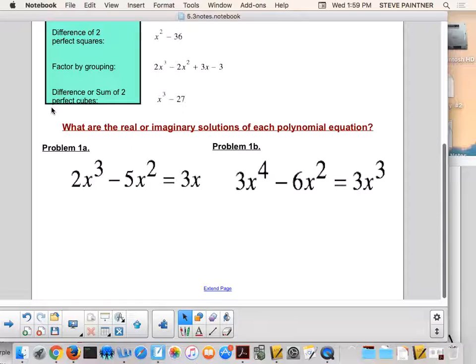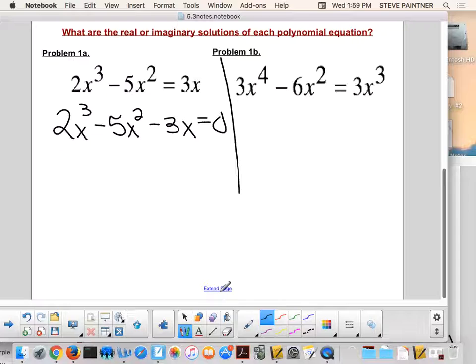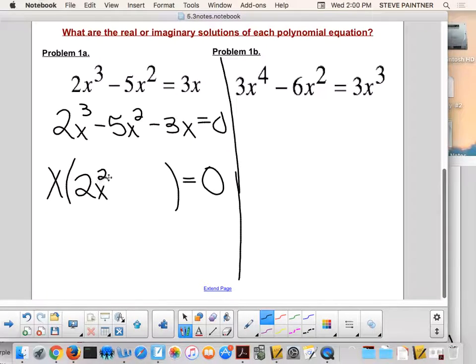So, any guesses how to start this? Subtract 3x. Yes. Get it in what form? Standard. Okay, here we go. 2x cubed minus 5x squared minus 3x equals 0. Look at what I did. GCF: x. What's left? 2x squared minus 5x minus 3.